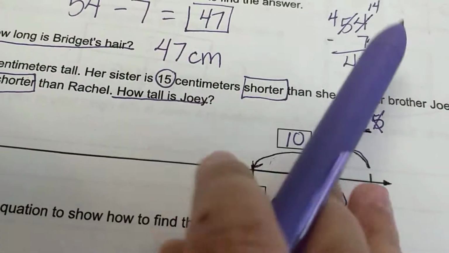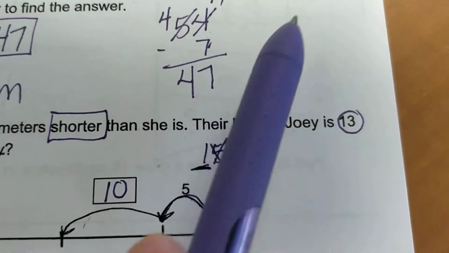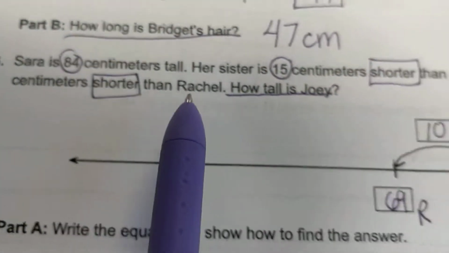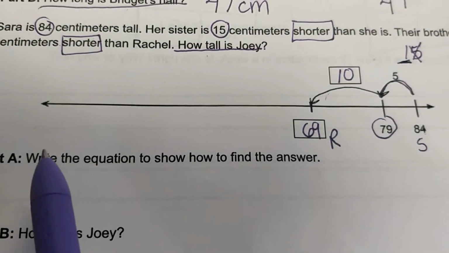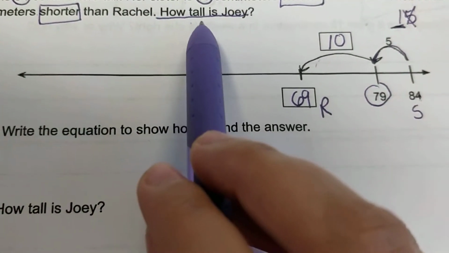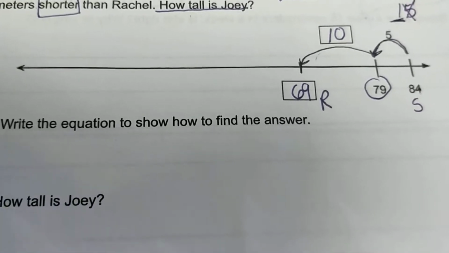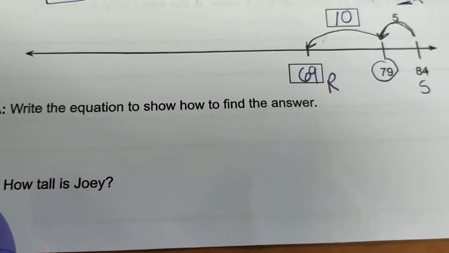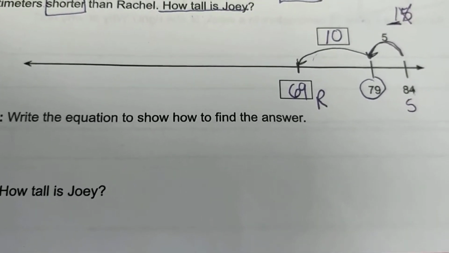But that's not our question, though. The question is, how tall is Joey? We'll look back in the problem. Their brother Joey is 13 centimeters shorter than Rachel. I wonder what we could do with this number line to figure out how tall he is. What I want you to do is pause the video, see if you can find out how tall Joey is, and go ahead and fill out the next 2. Part A says write the next equation to show how to find the answer. Part B says, how tall is Joey? So please pause right now and take your time to solve it.